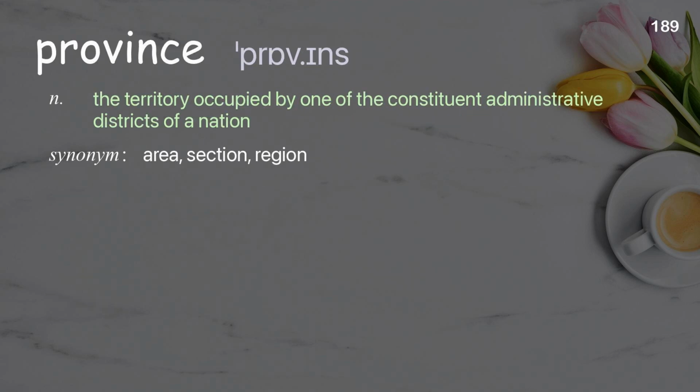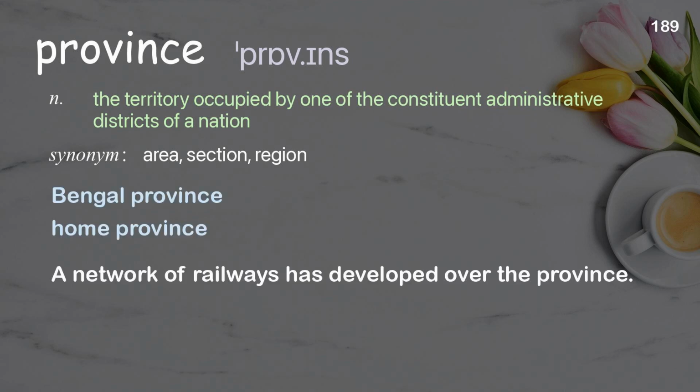Province. The territory occupied by one of the constituent administrative districts of a nation. Examples: Bengal province. Home province. A network of railways has developed over the province.